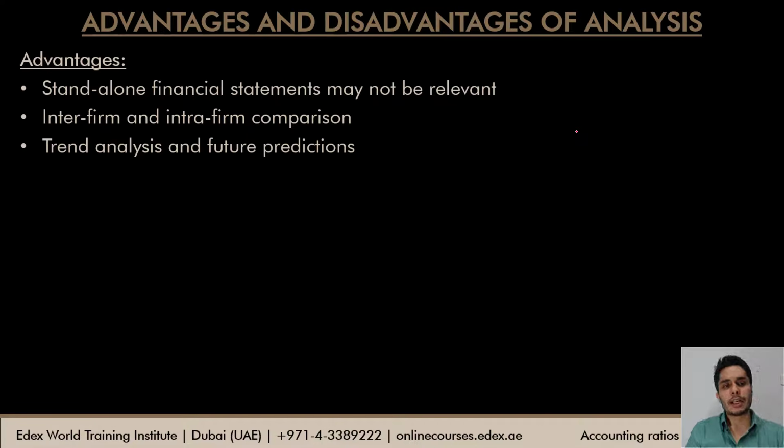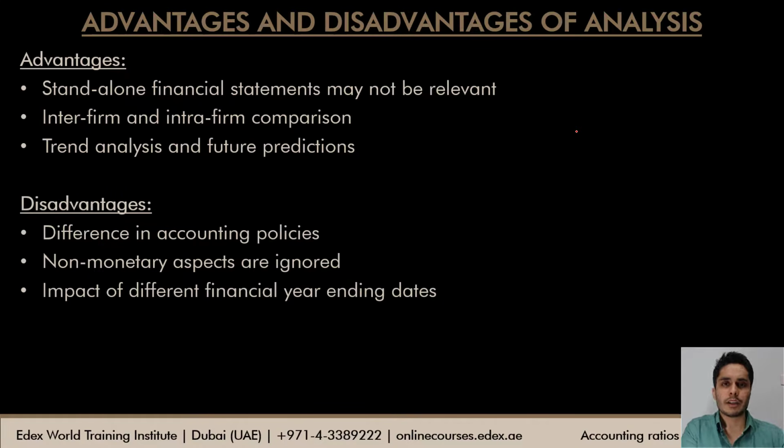Once I have the ratio analysis, it becomes very easy to do inter-firm comparison and intra-firm comparison. Inter-firm comparison means comparison between two firms, while intra-firm means comparison of the same firm but for two different periods. Trend analysis is possible. We can analyze or predict future trends and take steps in the right direction. For example, if there is a consistent trend of gross profit margin falling, we can take necessary steps to improve our gross profit margin for the coming periods.